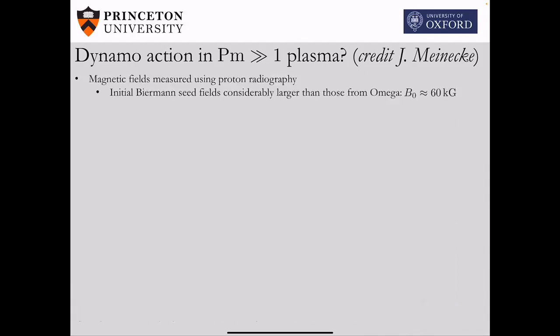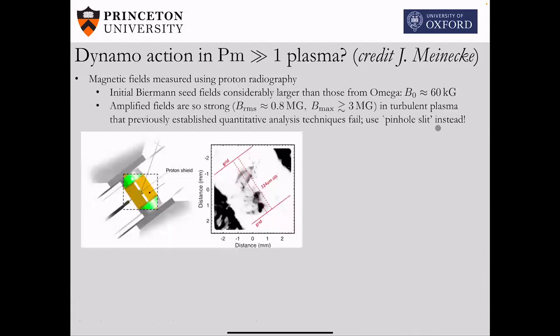We then measured magnetic fields again using proton radiography. The initial Biermann seed fields generated by the laser spots are considerably larger in the NIF case than the Omega case. We already have 60 kilogauss fields. And then it turns out the amplified fields became so strong, almost a megagauss, with maximum fields significantly over a megagauss in this turbulent plasma. The previously established techniques for relating these images to the path integrated magnetic fields completely fail. And so we have to do something much more rudimentary.